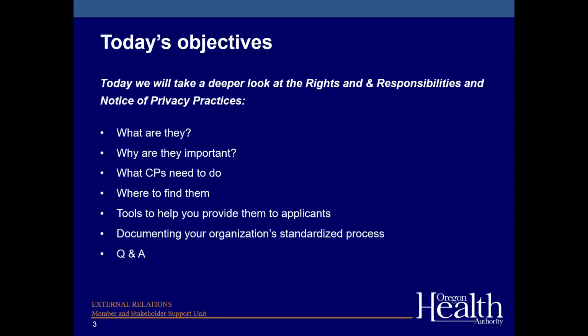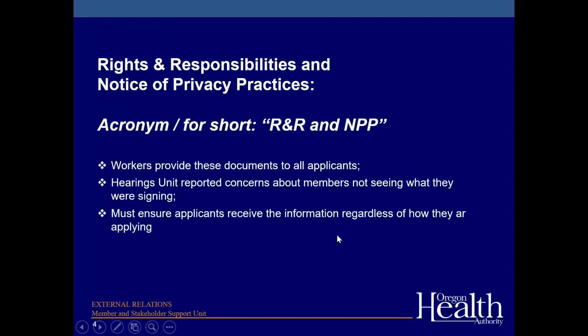And today we have some objectives. We're going to take a deeper look at the rights and responsibilities and the notice of privacy practices and what tools you have as community partners to provide them to all of your applicants. We'll talk about what they are, why they're important, what CPs need to do, where to find these documents. We'll talk about some tools and parameters to help you provide them. And we'll talk about the requirement to document your process for making sure that each applicant gets these documents in whatever way works for them. And we'll have plenty of time for Q&A.